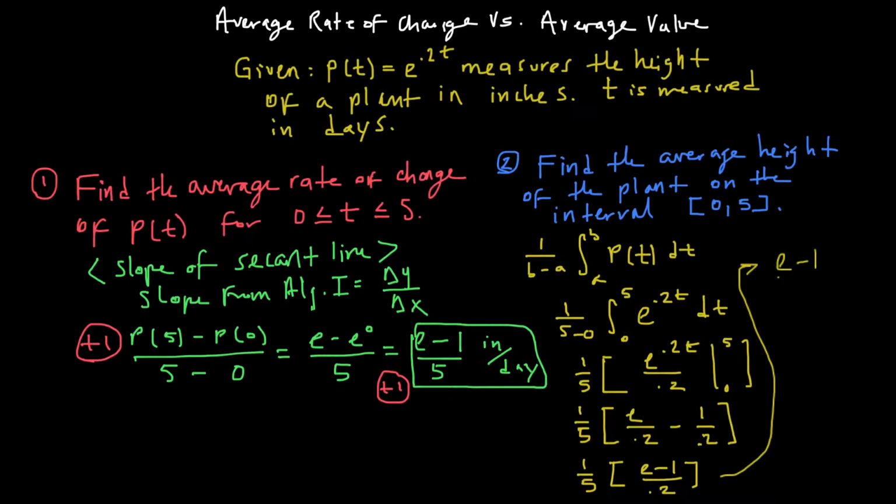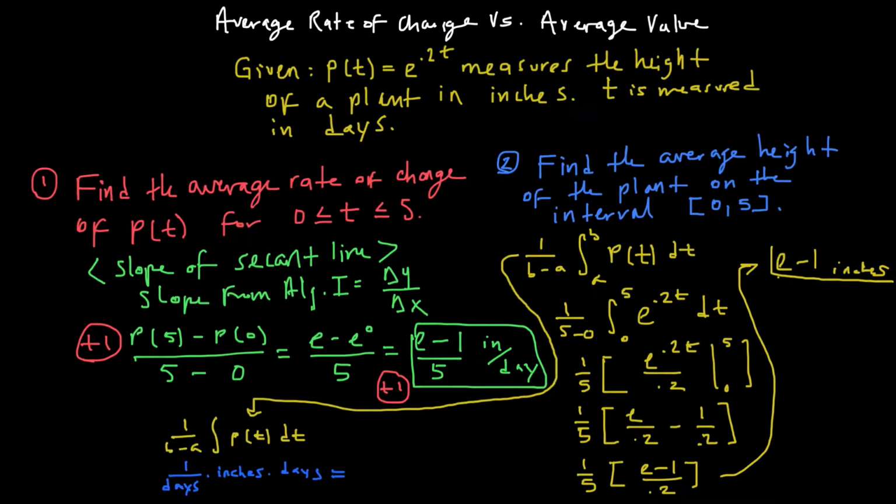Now the units here are a bit different. It's not going to be the same units as the average rate of change. What are we looking for? The question says, find the average height. So if you're looking for the average height, it has to have the same units as height itself, which are inches. And so the units of this is in inches. E minus 1 inches.